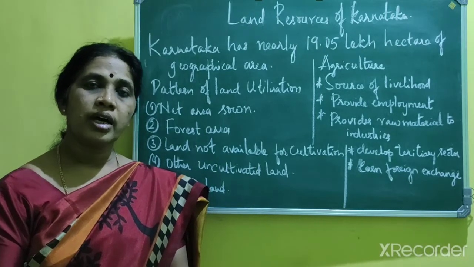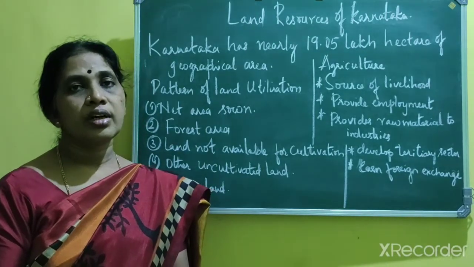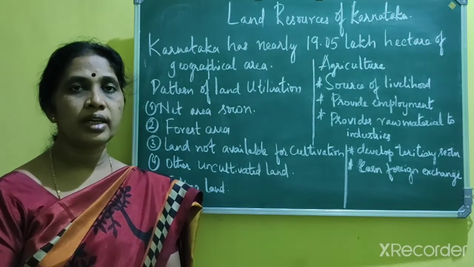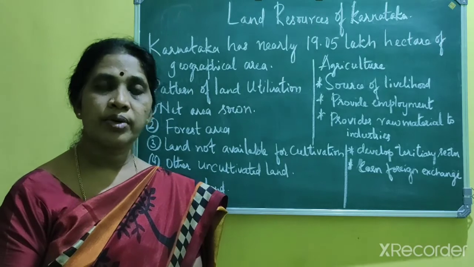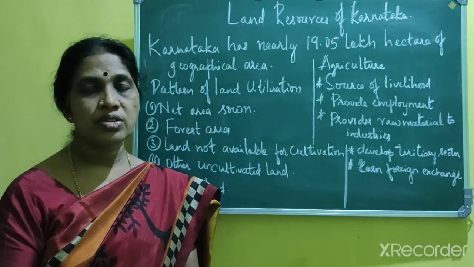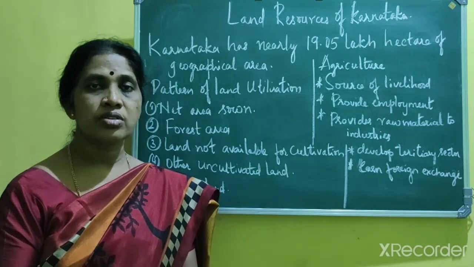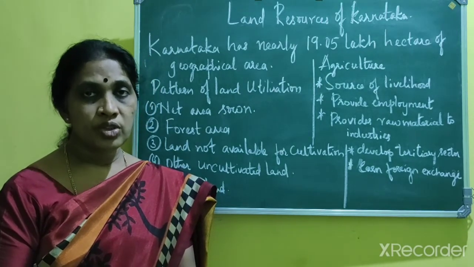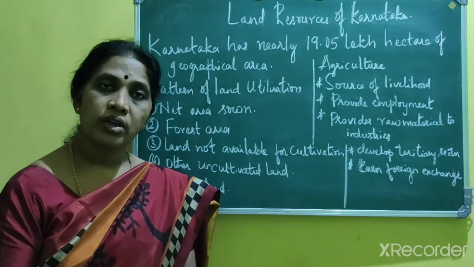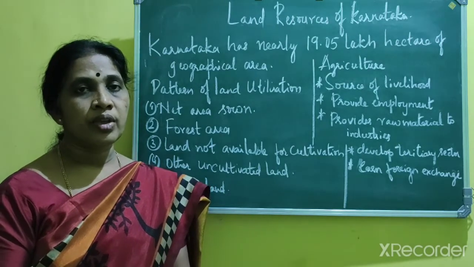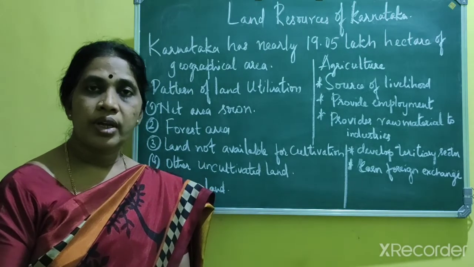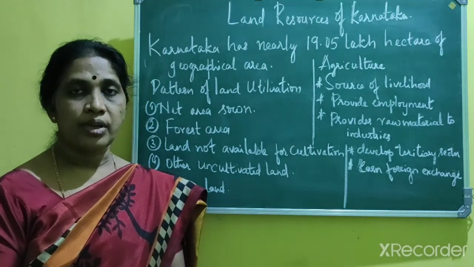Even 95% of our basic needs and requirements like food, clothing, and shelter are obtained from the land. It is said that Karnataka has 19.05 lakh hectares of geographical area, and it is used for various purposes. Karnataka is geographically well placed. It has varied physical features, soil of different types, vegetation like evergreen and deciduous forest, minerals, water and groundwater resources. The proper use of all these resources enables the state's development.